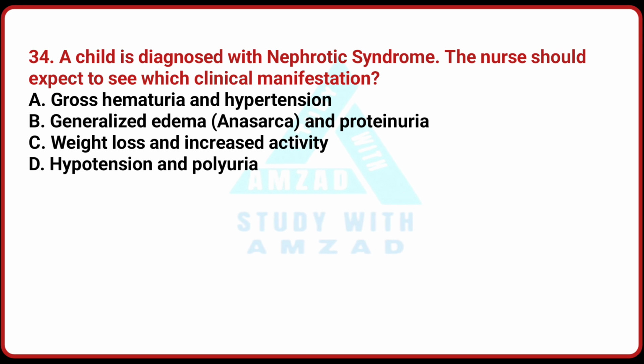Question number 34. A child is diagnosed with nephrotic syndrome. The nurse should expect to see which clinical manifestation? Option A, gross hematuria and hypertension; option B, generalized edema and proteinuria; option C, weight loss and increased activity; option D, hypotension and polyuria.